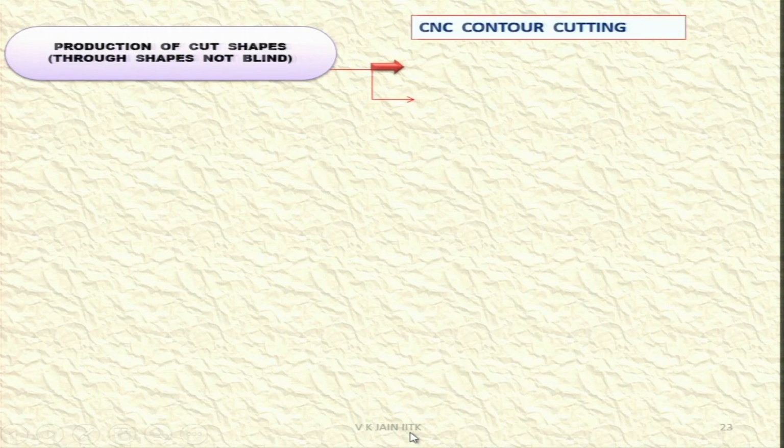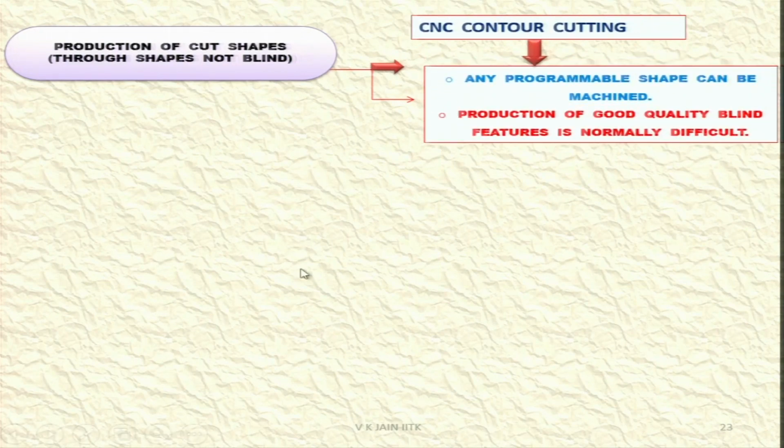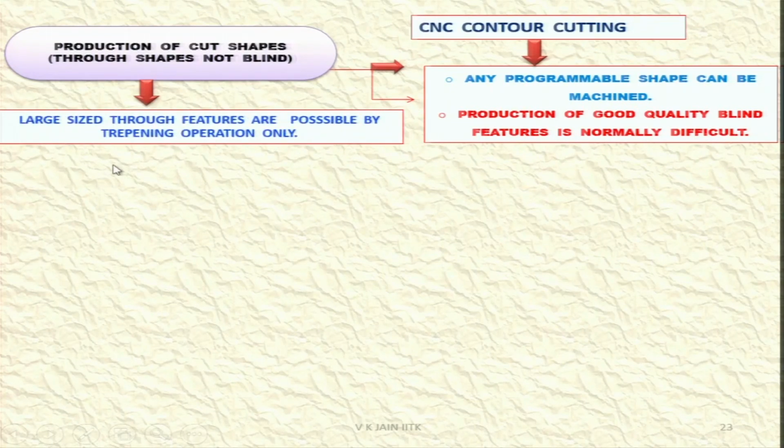Production of the cut shapes, through shapes, not blind. You can use CNC contour cutting. I have already mentioned that the laser beam should be assisted with the CNC machine so that everything is done in a normal and proper way. Any programmable shape can be machined. Production of good quality blind features is normally difficult. You can do it a little better with the help of a CNC machine. Large size through features are possible by trepanning operation only.